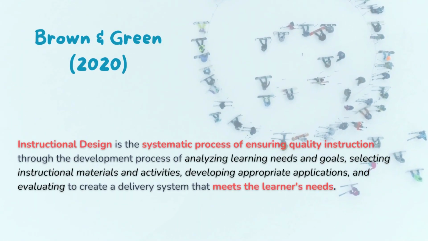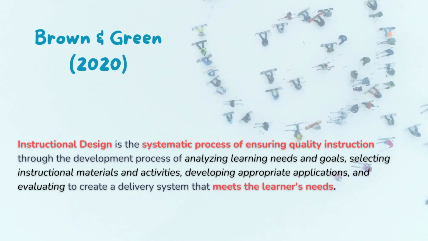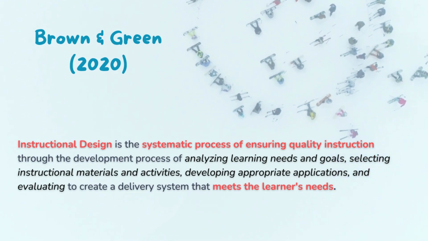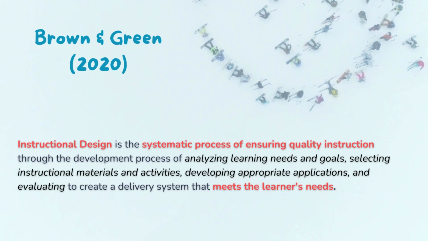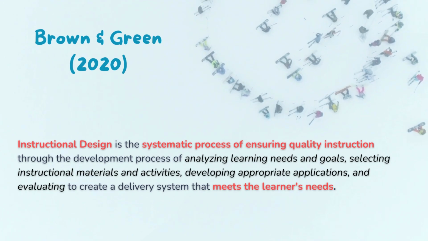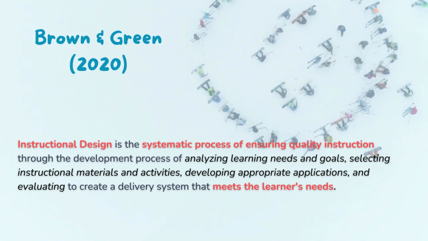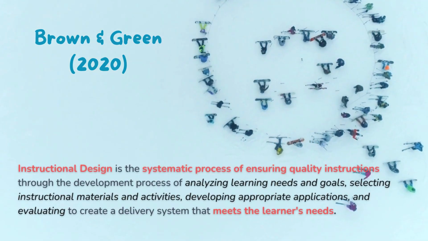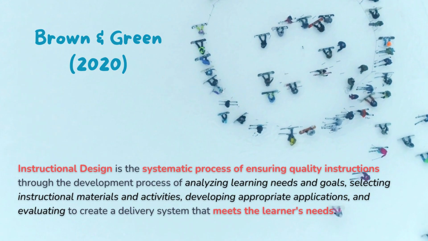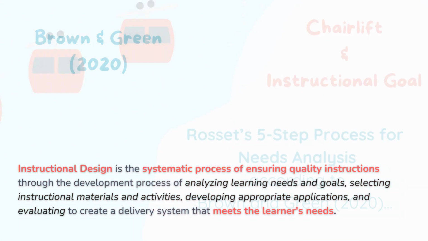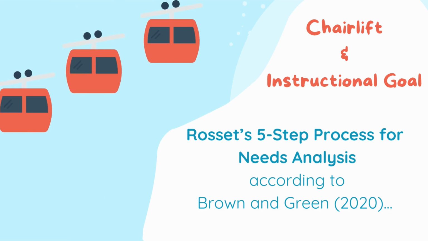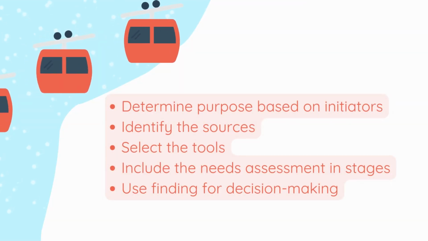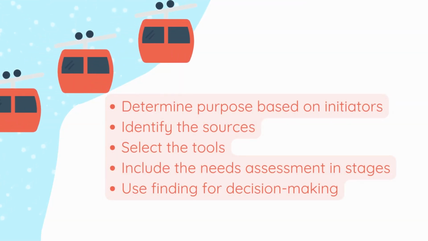According to Brown and Green, instructional design is a systematic approach of ensuring quality instruction through the development process of analyzing learning needs and goals, selecting instructional materials and activities, developing appropriate applications, and evaluating in order to create a delivery system that meets the learner's needs. Rosset outlines a 5-step process for the needs analysis. Determine the purpose based on the initiator, identify the sources, select the tools, and include the needs assessment in stages.